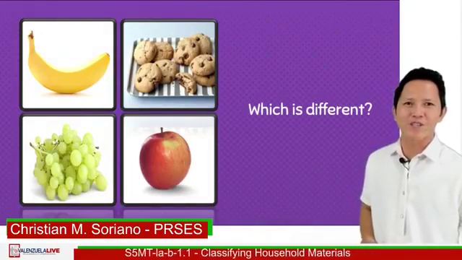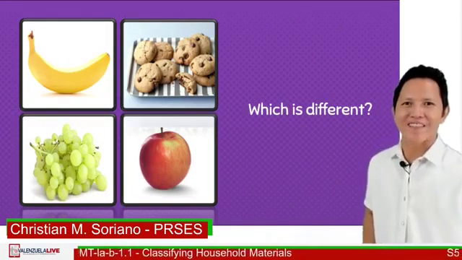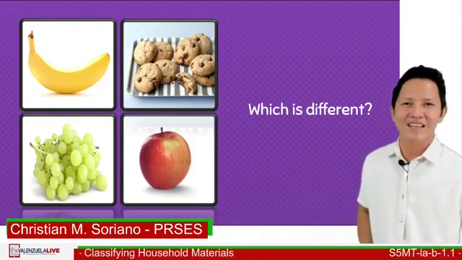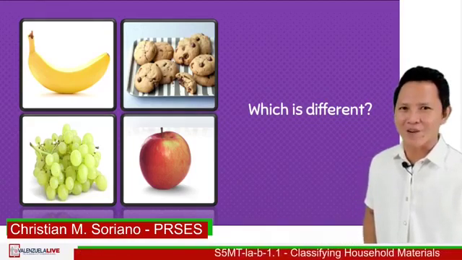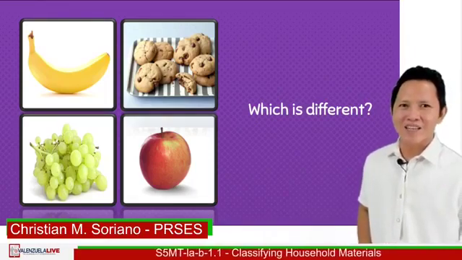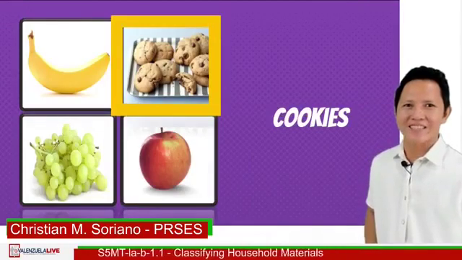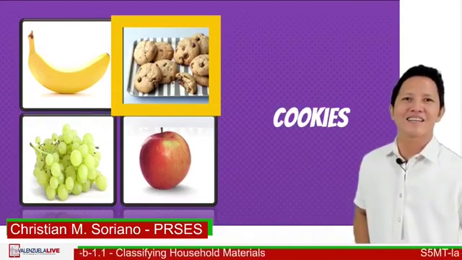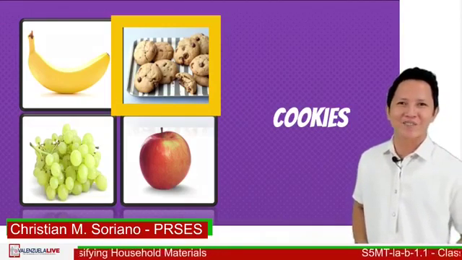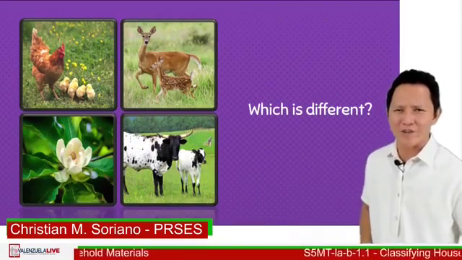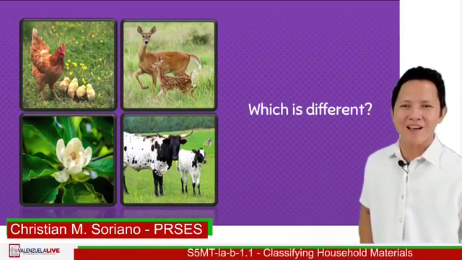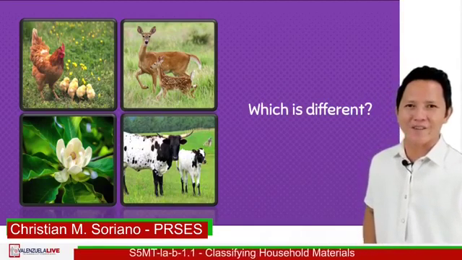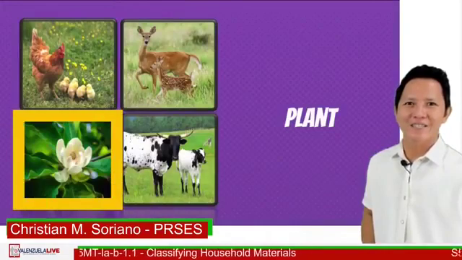In these pictures, which is different? Can you type your answer in the comment box? We have three fruits there as a clue. Yes, the main thing that is different is the cookies. Let's try another. Which is different? We have three kinds of animals and a plant. Of course, the thing that is different is the plant itself.